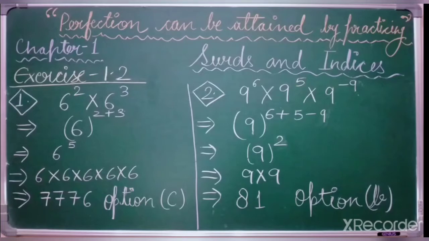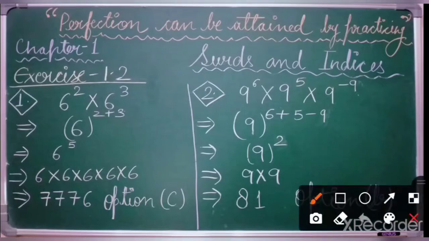The first question of it is 6 square multiplied by 6 to the power 3. As I told you, if bases are same and they are in multiplication, then the powers will get added. So it would be 6 to the power 5.